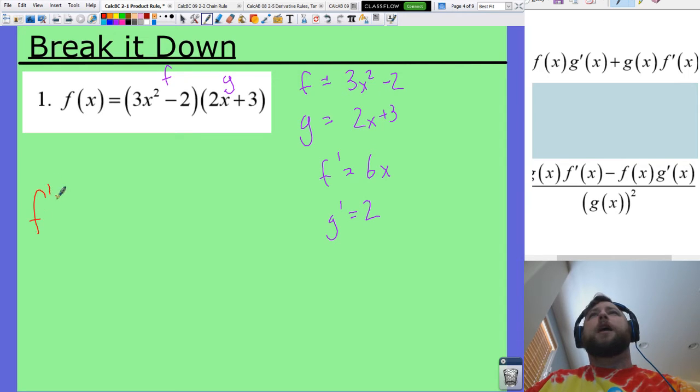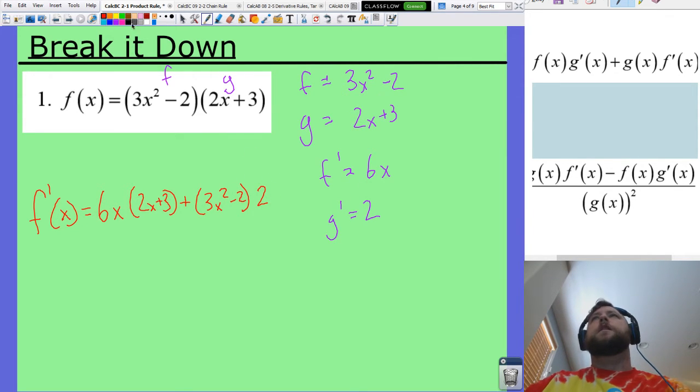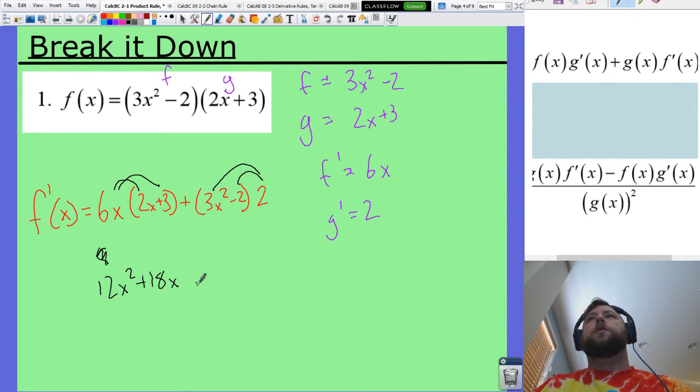I'm going to say my f prime of x now equals f prime, so 6x, times regular g, 2x plus 3, plus regular f, 3x squared minus 2, times g prime, times 2. Let's clean that up a little bit. On a test for your response, this is right, but sometimes we have to clean it up, especially if it's multiple choice. I'm going to distribute that 6x and get 12x squared plus 18x. Distributing this 2 to both terms is going to be 6x squared minus 4.